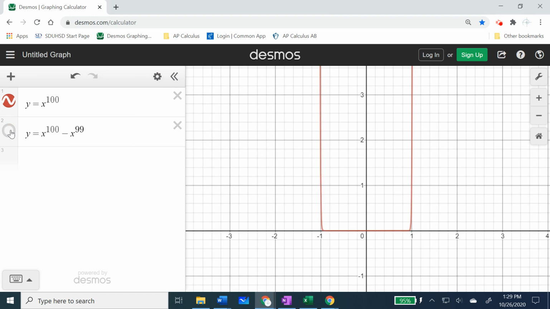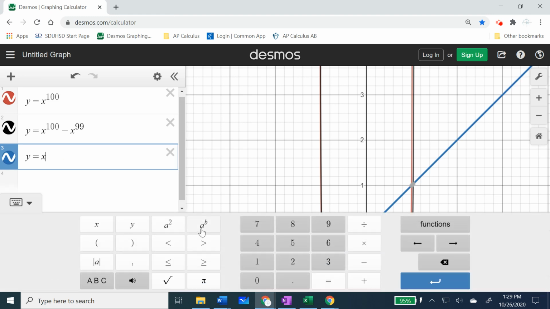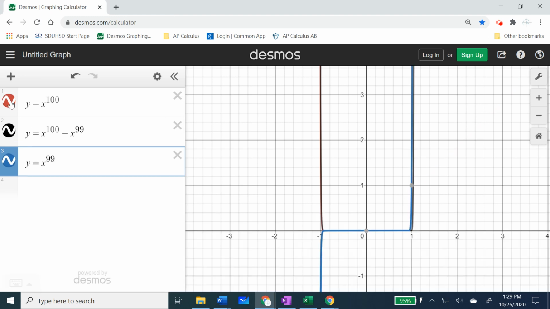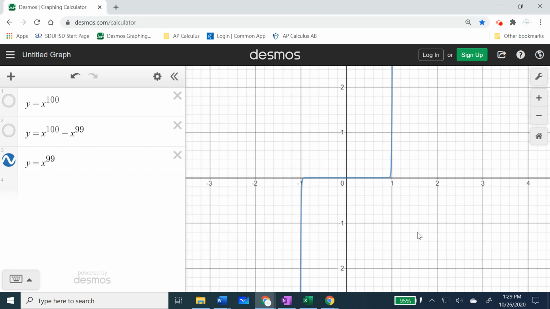So there's not much of a difference. How crazy is that? If I were to graph just x to the power of 99, do you expect to see something substantial? I'm going to get rid of these two and let's take a look. X to the power of 99, trying to think of what that looks like.